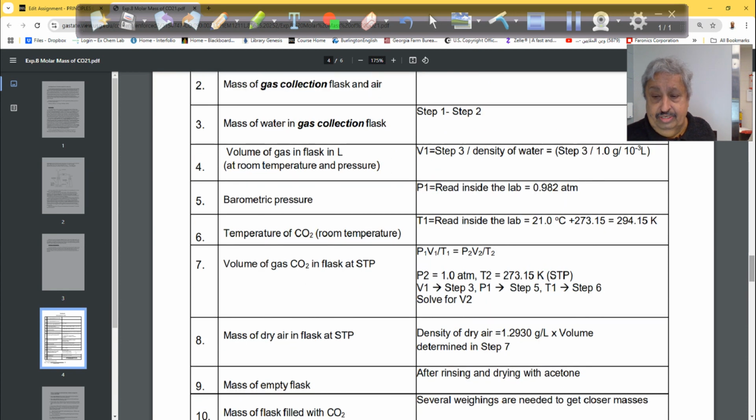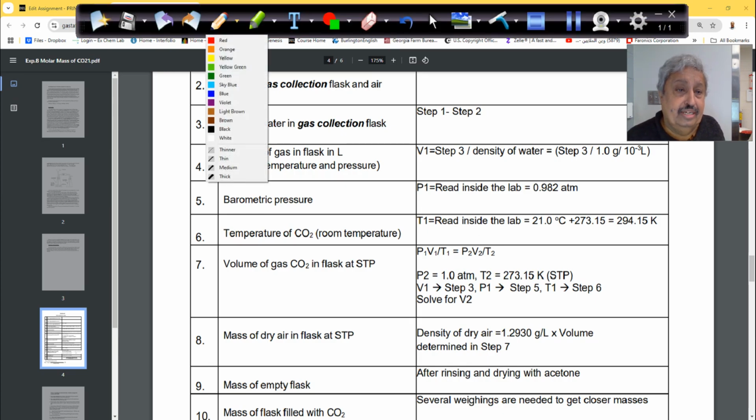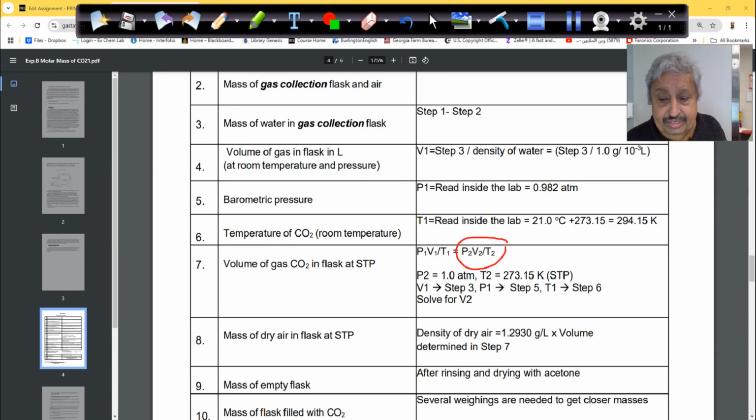Can you see the values here? You can use those values. These are the P2 and T2, STP temperatures, correct? Those are STP temperatures. As I mentioned, this is the combined gas law. This one here is the STP conditions, and this is the local lab condition.